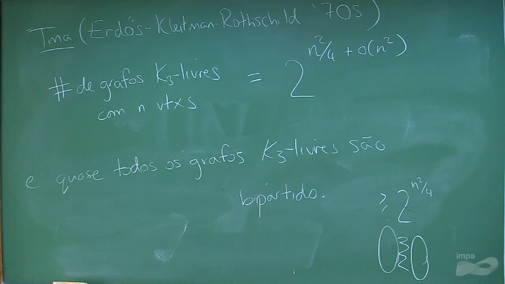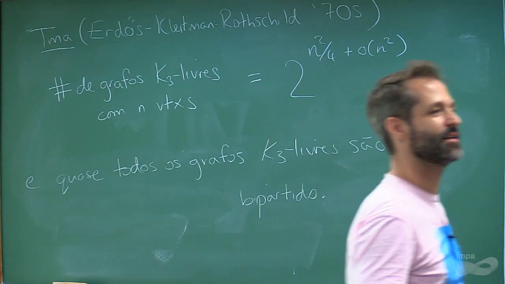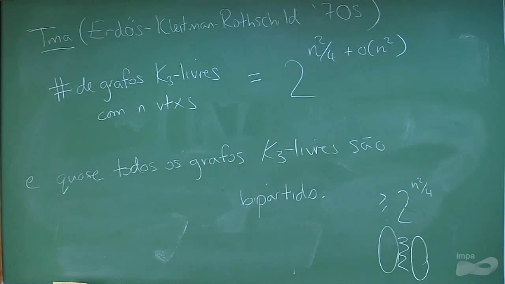It's not only little o of n squared, it's much smaller. Sorry, little o n squared is how close to bipartite they are. But the proportion is not, so the almost all is in a very strong sense. It's really very few of them that are not very close to bipartite. And actually, almost all are actually bipartite. But then it's really just almost all.